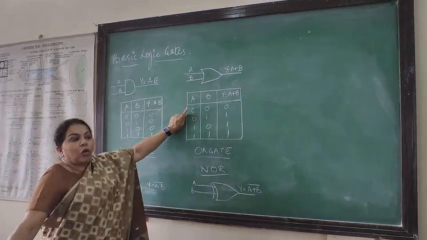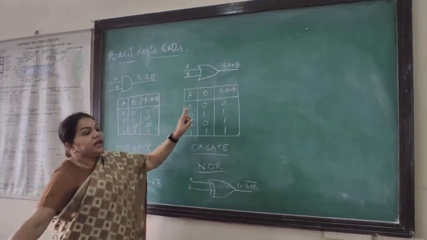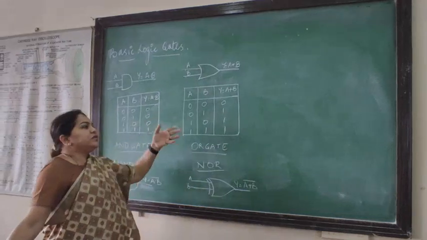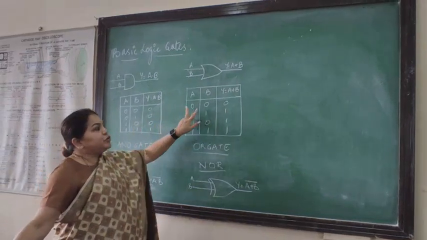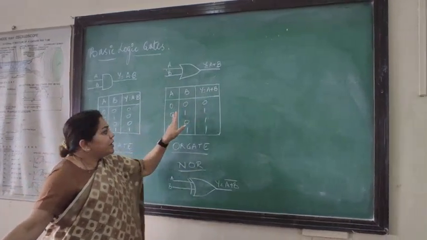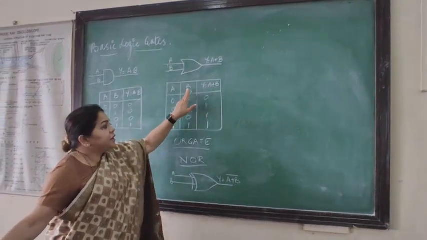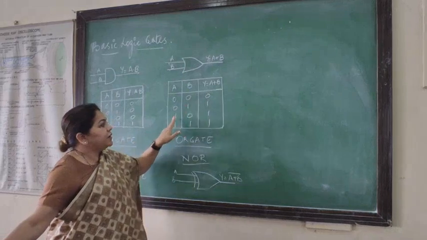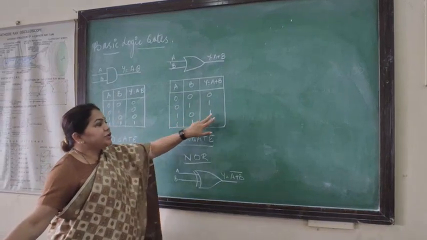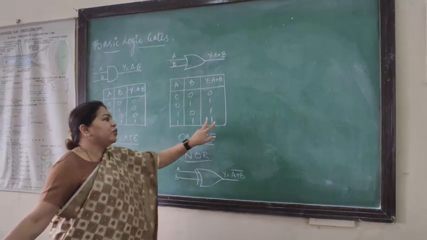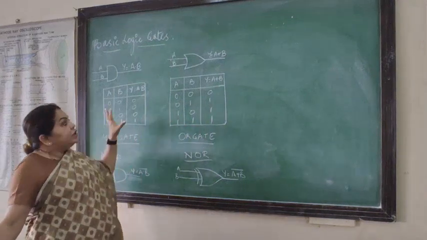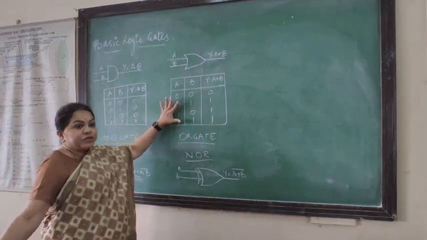Then you have the OR gate. In the OR gate, if any one input is 1, you will still get a 1. For two zeros, obviously it is 0. But if the B input is 1, the output will be 1. If the A input is 1, the output will be 1. And when both are 1, obviously it is going to be 1. So these are the basic operations which you should know.